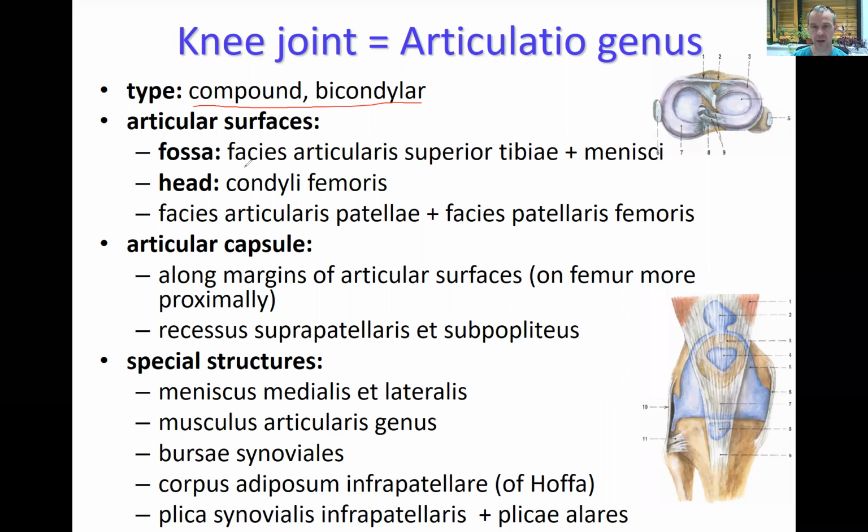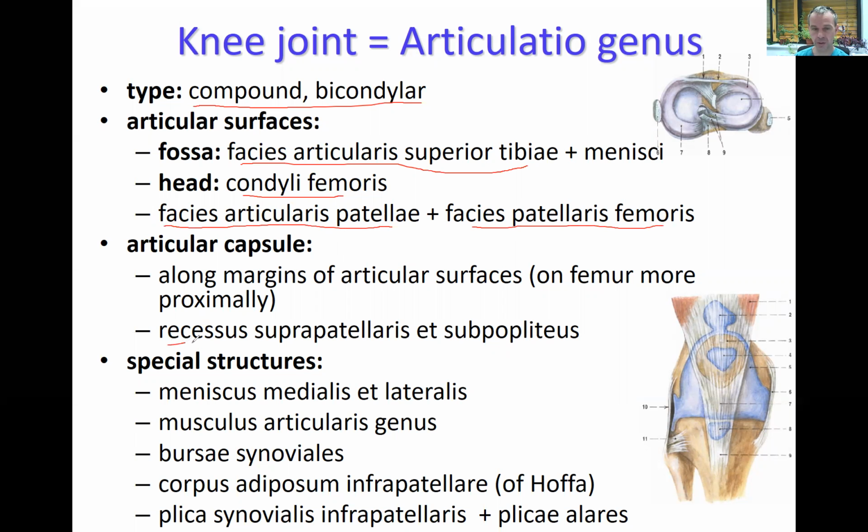For the femoral tibial joint, the fossa is the superior articular surface of the tibia, and the heads are the femoral condyles. For the femoral patellar joint, the head is the patellar surface of the thigh bone, and the fossa is the articular surface of the patella. The articular capsule is attached to the margins of the articular surfaces, and there are two exceptions.